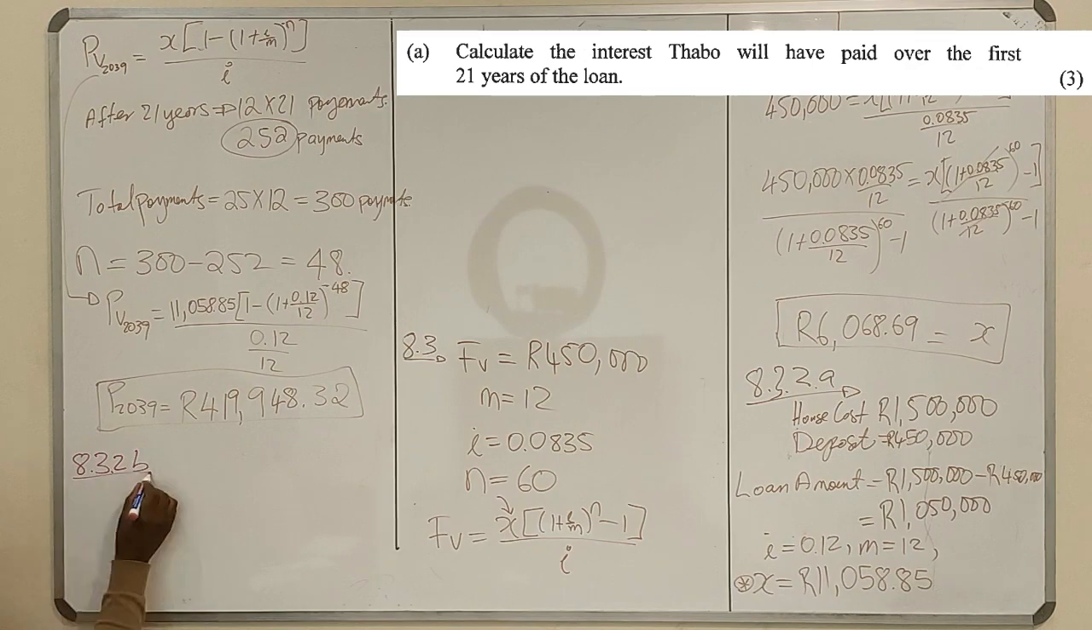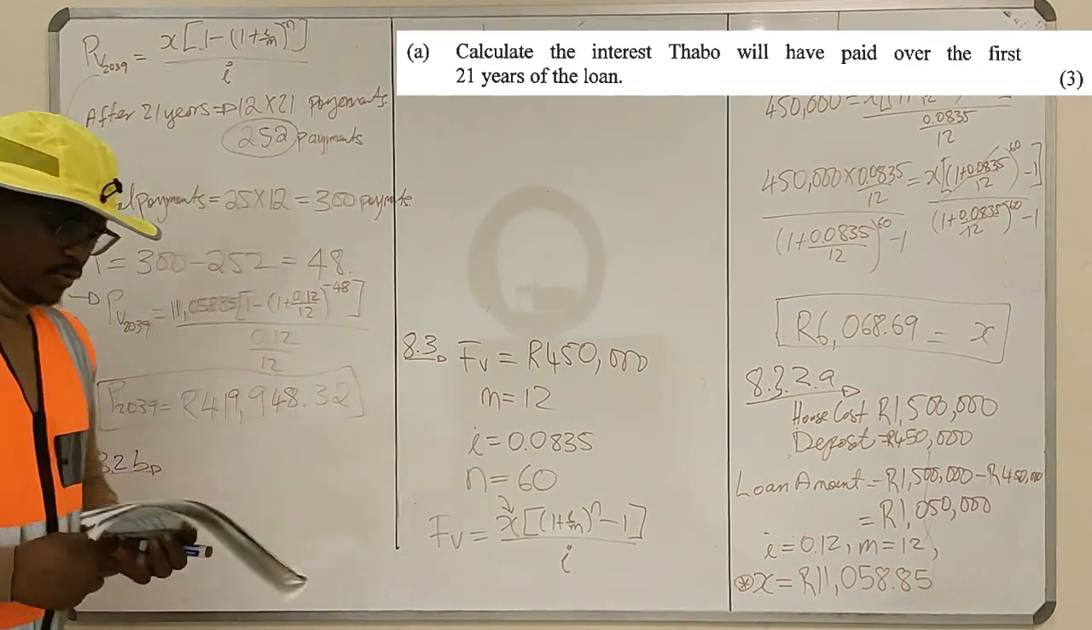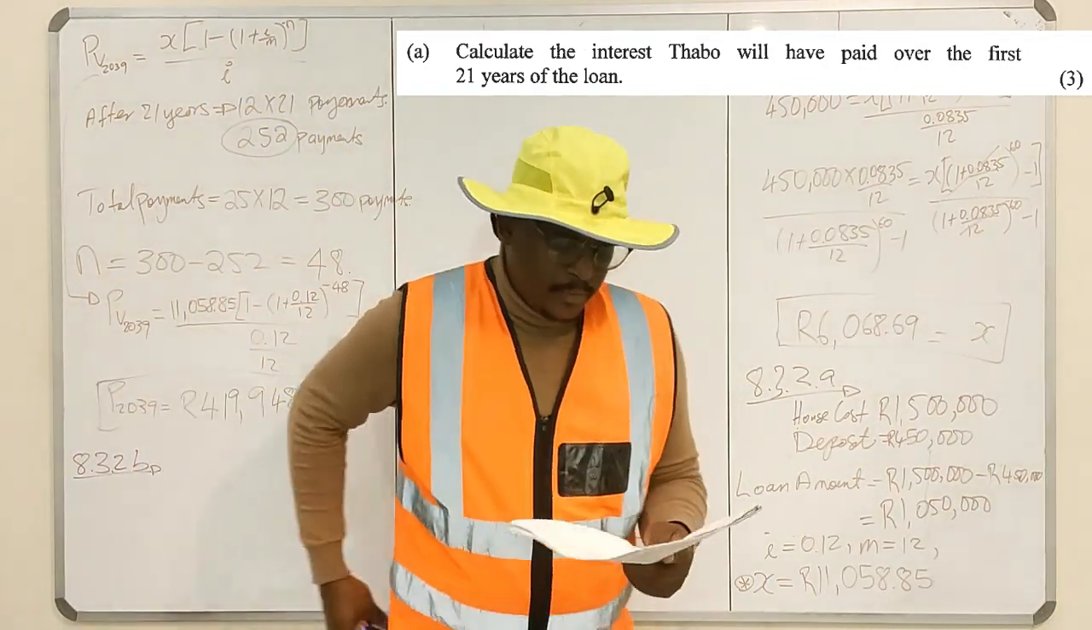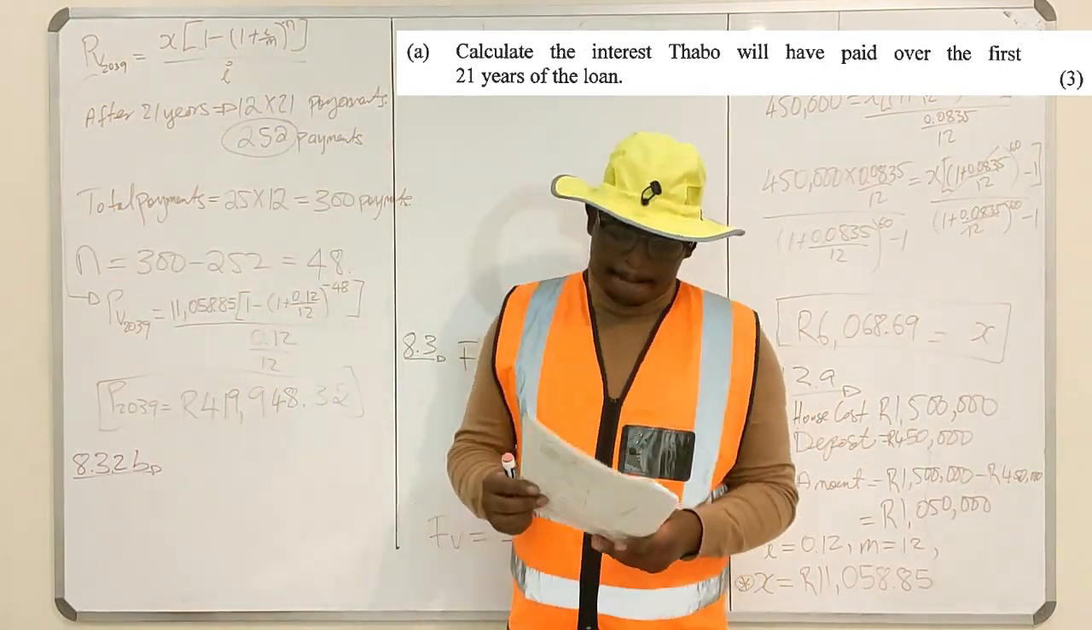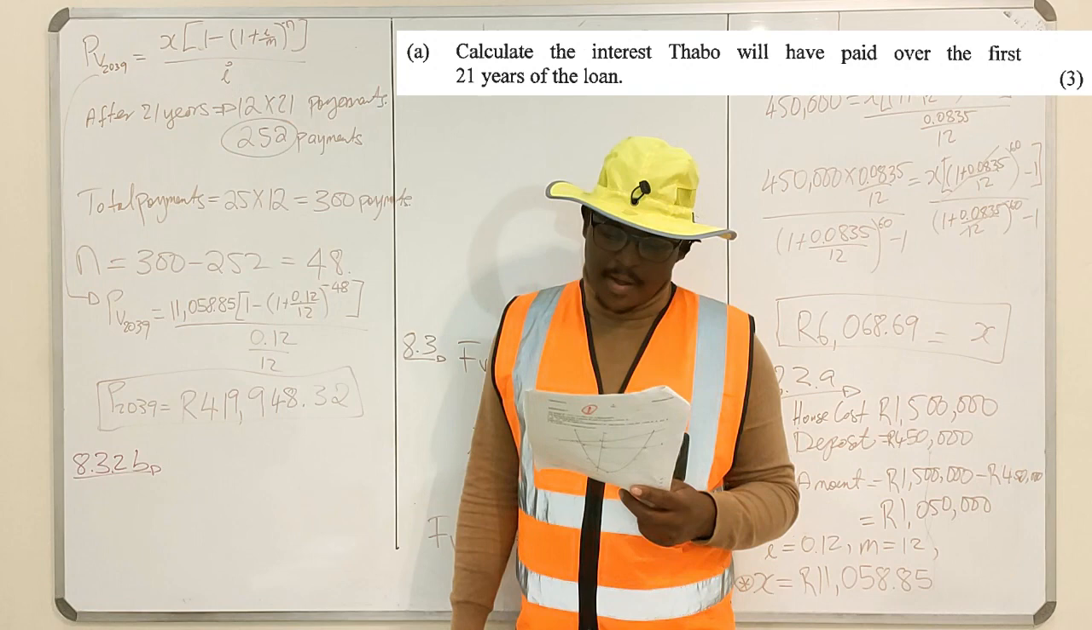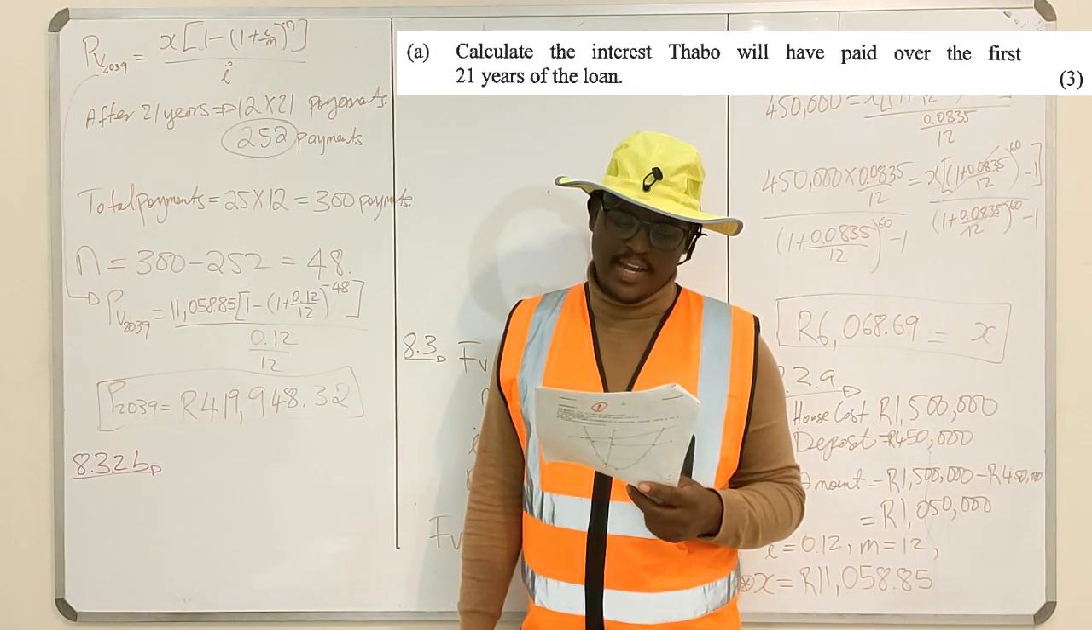8.3.2b, the second one. But it's mislabeled on the question paper as A. Calculate the interest Thabo will have paid over the first 21 years of the loan.